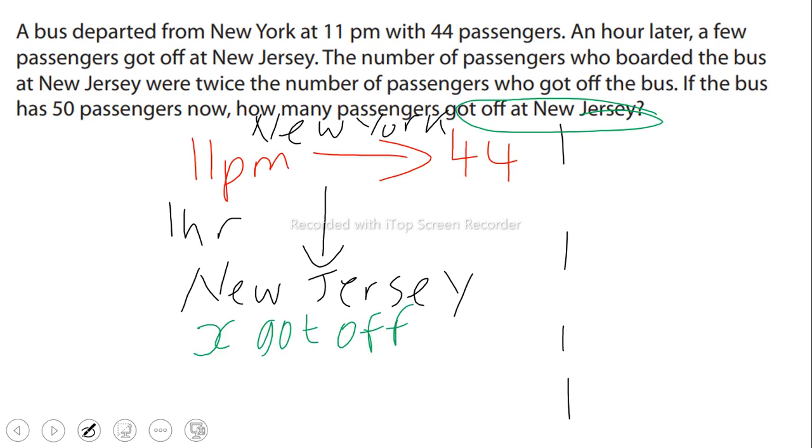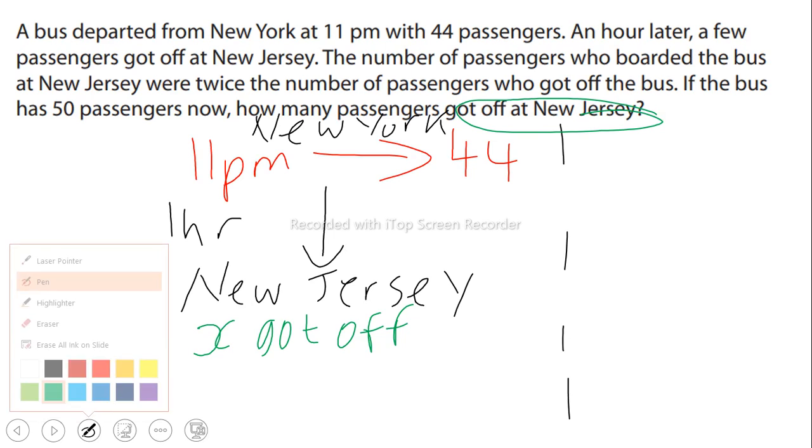Alright? So X people got off at New Jersey. So X got off. This was 1 hour later though. But they tell us that even though some people got off, we call that number X. Even though some people got off, the number of passengers who boarded the bus was twice the number of passengers who got off the bus.